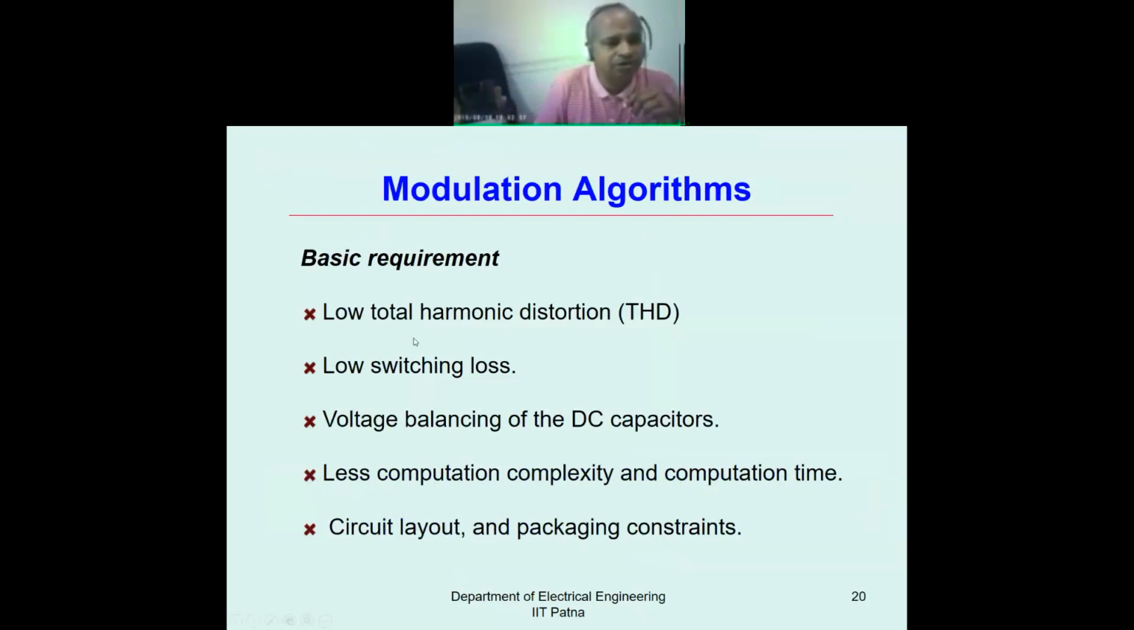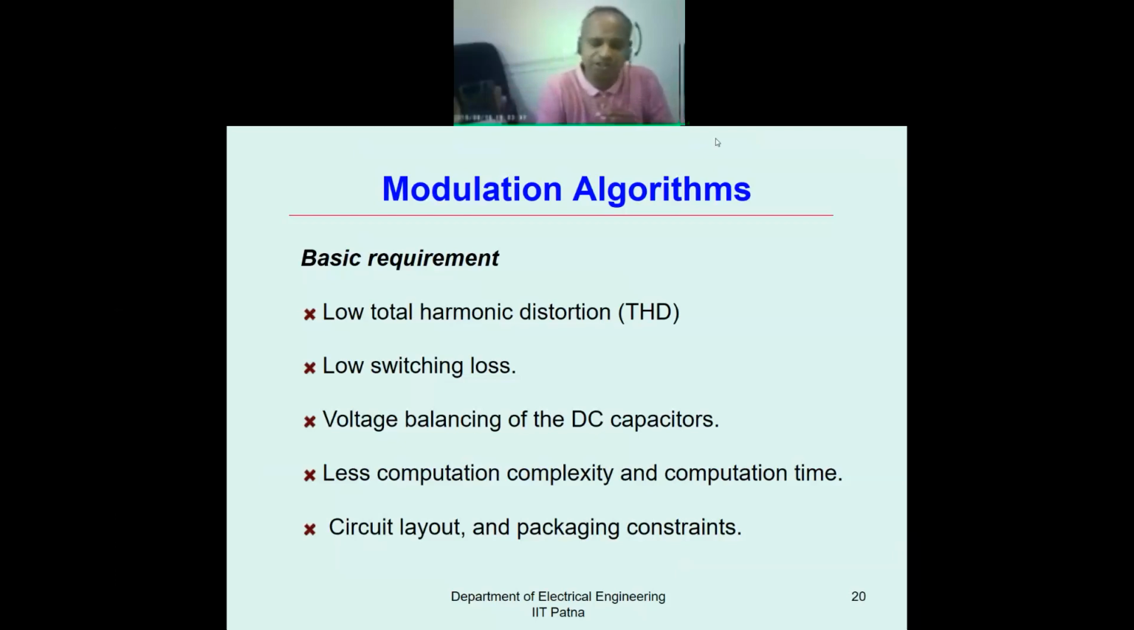Then there is the modulation algorithm, like the PWM techniques. In the case of the voltage source inverter, we studied in our BTech the hysteresis control, sinusoidal pulse width modulation, single pulse width modulation, and multi-pulse width modulation. These are the different switching algorithms or techniques used for the inverter circuit. Similarly, for multi-level we also need to understand the switching techniques.